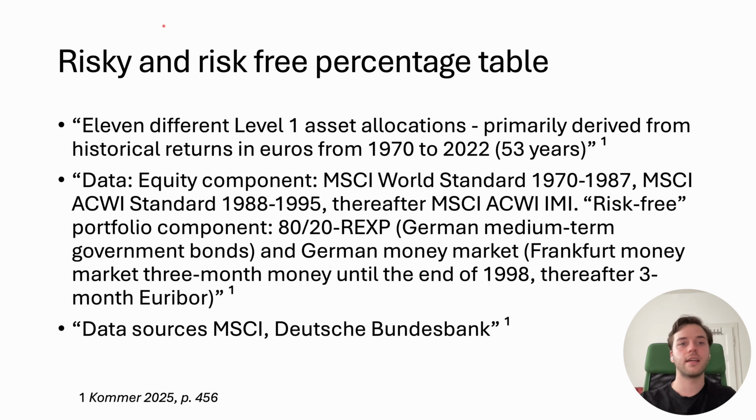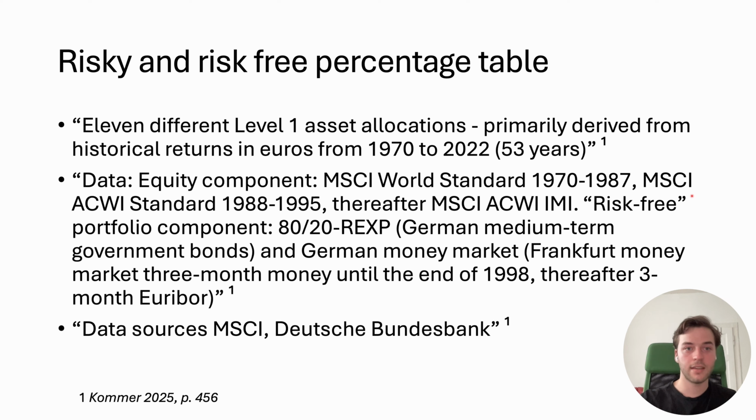So, Comma calculated a risky and risk-free percentage table to guide our decision depending on the maximum drawdown. He has calculated 11 different levels using a time frame longer than 50 years. And we can also see over time he changes the index he uses, not because he wants to get to a certain result, but the longer the time goes on, the more data we have available.